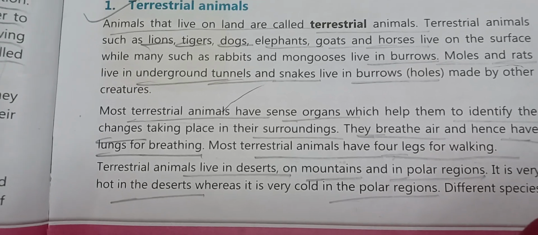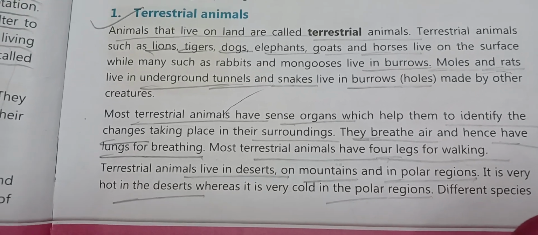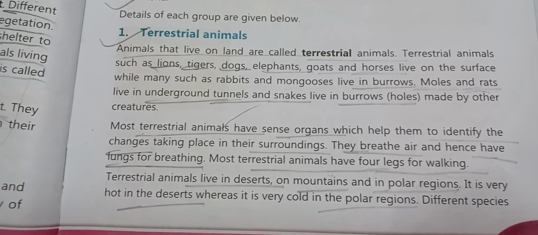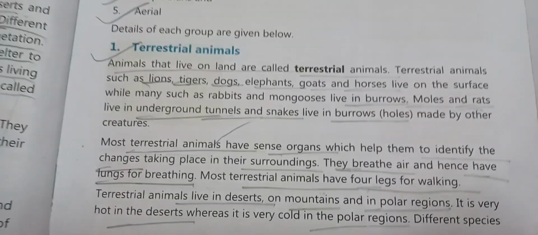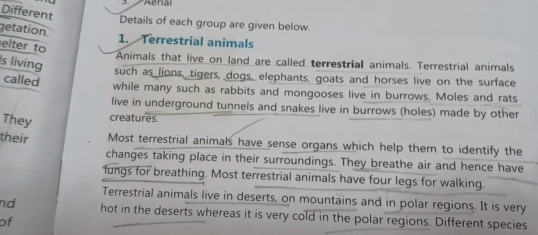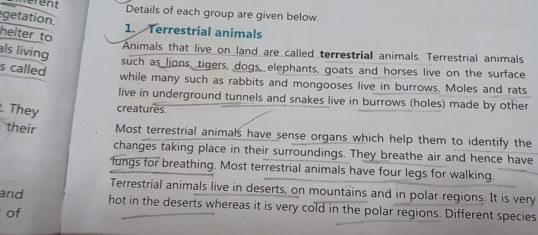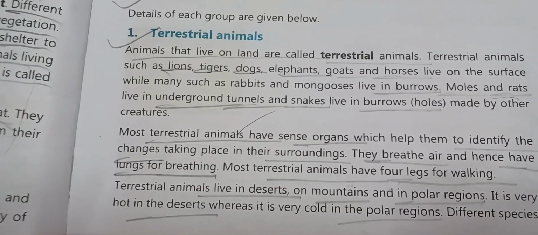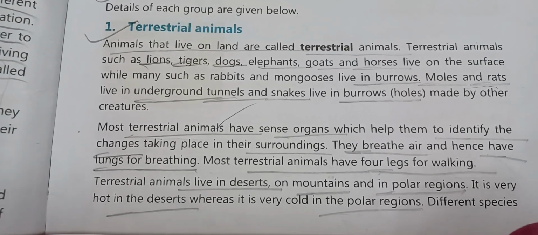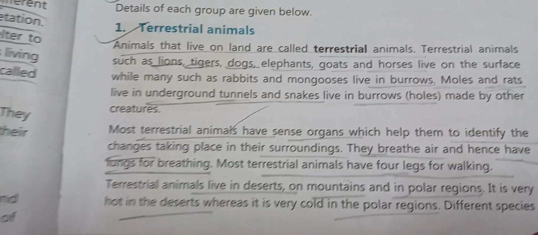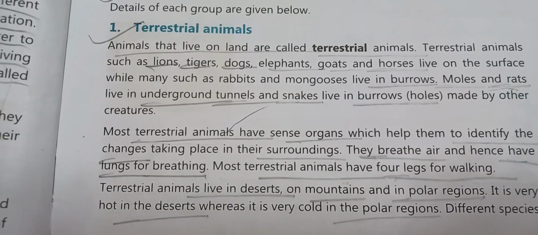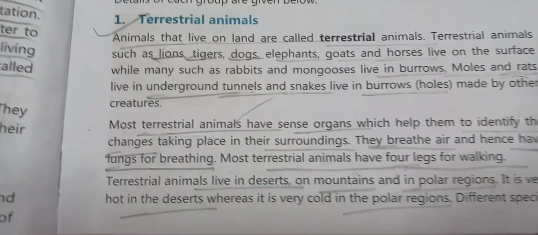Most terrestrial animals have sense organs which help them to identify the changes taking place in their surroundings. They breathe air and hence have lungs for breathing. Most terrestrial animals have four legs for walking. Terrestrial animals live in deserts, on mountains, and in polar regions. It is very hot in the deserts, whereas it is very cold in the polar regions.